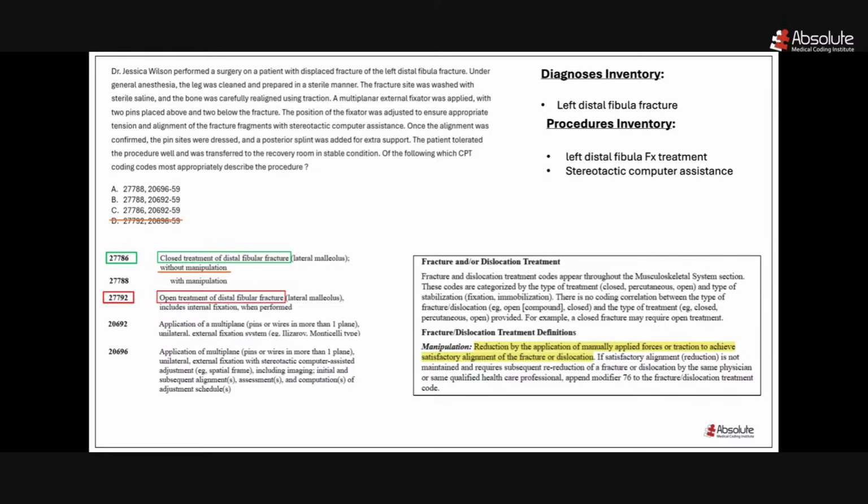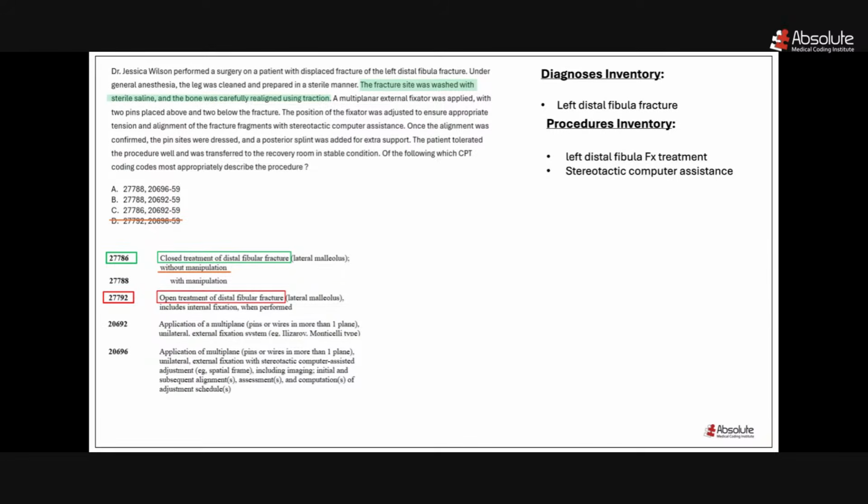We know that the definition of manipulation says that it's a reduction by application of manually applied force or traction, right? And yes, there was documentation here. It specifically said the fracture site was washed with sterile saline and the bone was carefully realigned using traction. That is your keyword, which means this procedure was performed with manipulation. And that eliminates your option C. We are left with two options, A and B, both coding for a closed treatment of the distal fibular fracture with manipulation.